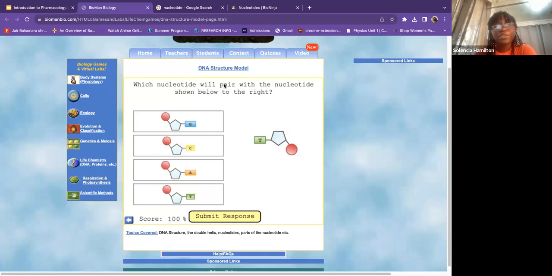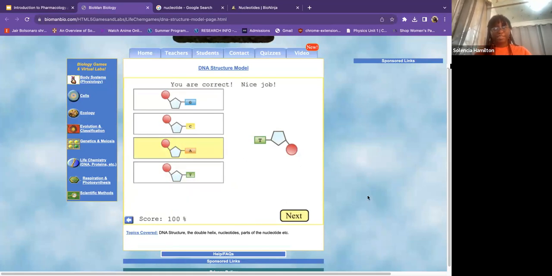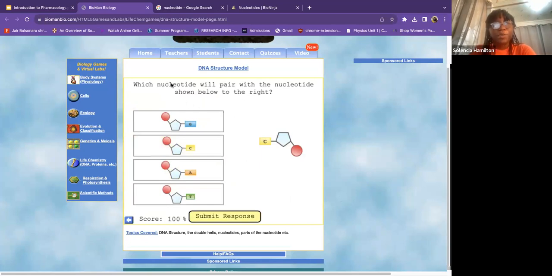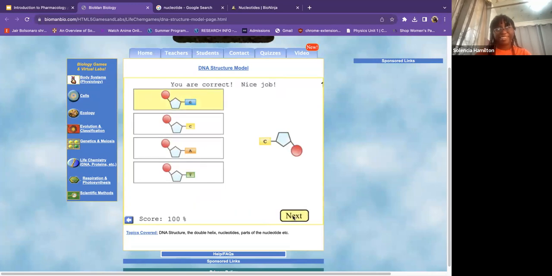Okay, so which nucleotide will pair with the nucleotide shown below to the right? So you have to look at the bit. Oh, okay, Azaria, you are fast. Okay, so it's A to T, G to C. Okay, so which nucleotide will pair with the nucleotide shown below to the right? Yeah, it's G.